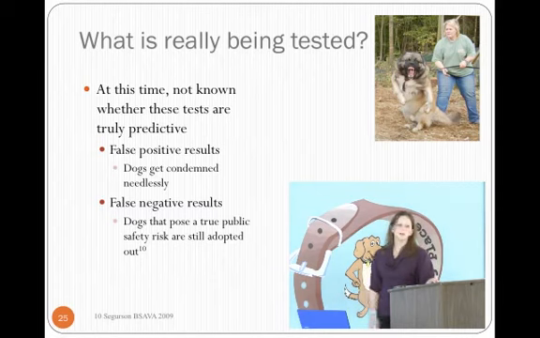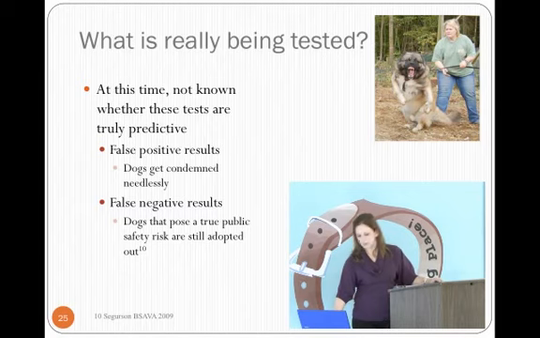What happens if we get false positive results? So dogs are testing, showing aggression with these very challenging testing situations, and we've got dogs who are getting euthanized for aggression that may never show aggression in the home environment. Or we could potentially be getting false negative results, which is just as bad. We could be putting dogs out on the adoption floor that are a serious public safety risk. So there's certain issues with each side of that.